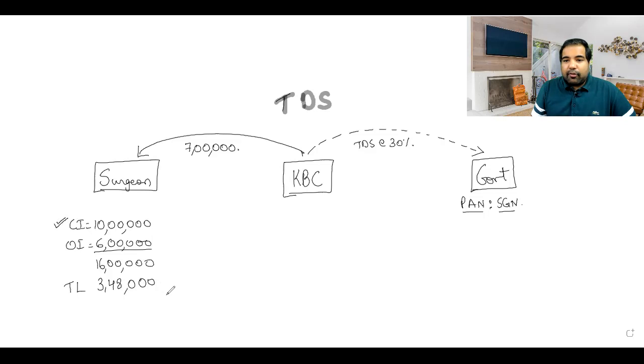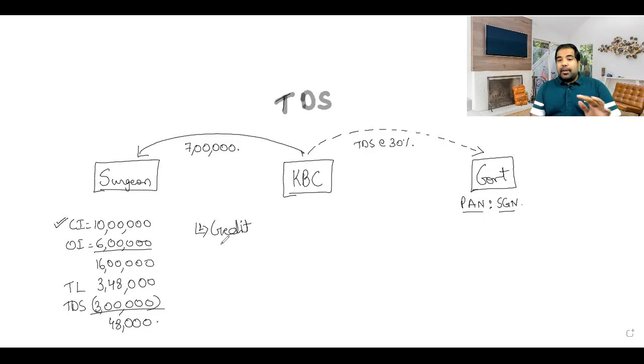And on this 3,48,000, the government already has TDS of 3 lakhs. So what the surgeon will land up paying is only 48,000. That means, guys, of this TDS, can you take credit? Yes, you can take credit of the TDS. So TDS is nothing but your tax only, but it is taken in advance. It is taken while you earn. So while you earn, you have TDS, which is deducted and paid to the government, just like this.